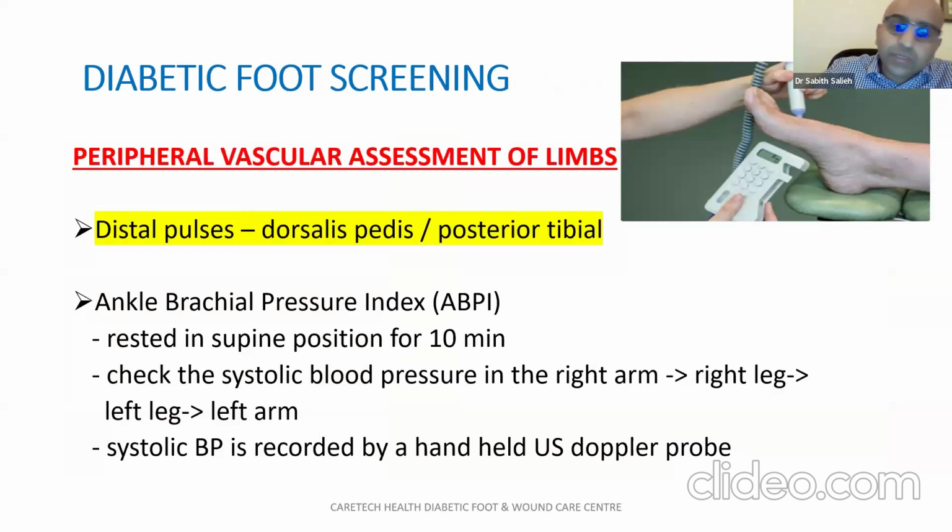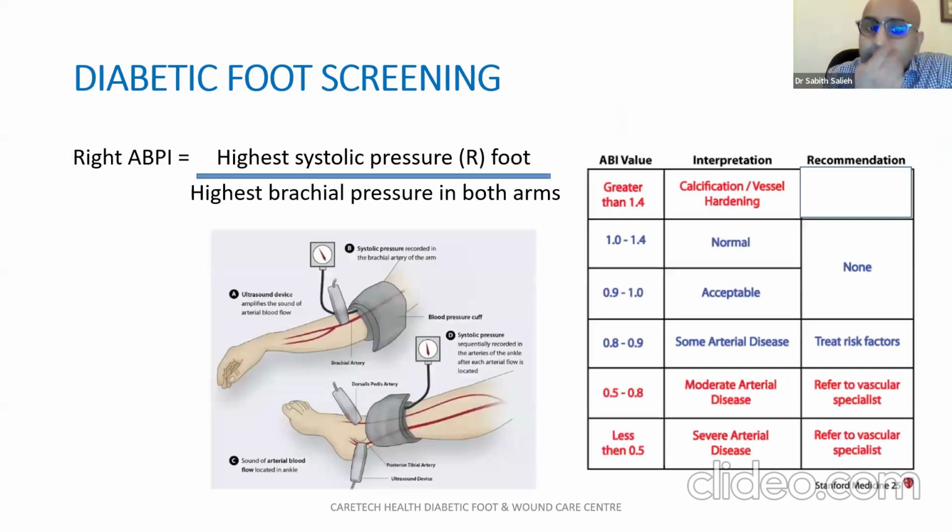Basically, we get the patient to rest in a supine position for about 10 minutes. Then we check the systolic pressure in the right arm, right leg, left leg, as well as the left arm using an ultrasound Doppler probe. I've given an example here of how we measure the right ankle brachial pressure index. For the right ABPI, we take the highest systolic pressure on the right foot. For example, you measure the systolic pressure on the right dorsalis pedis and right posterior tibial, take the higher reading, then divide that by the highest brachial pressure reading in both arms, and your ABPI value should usually be from 0.9 to 1.4.